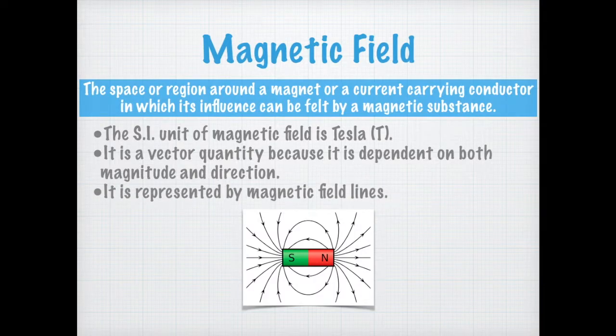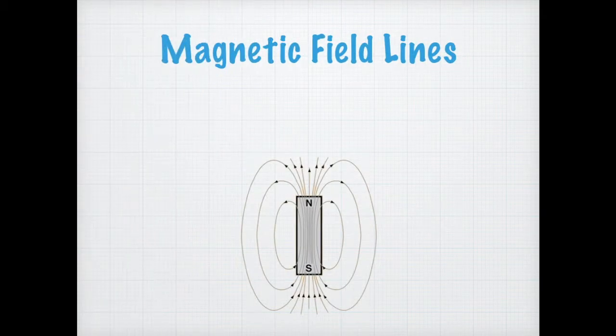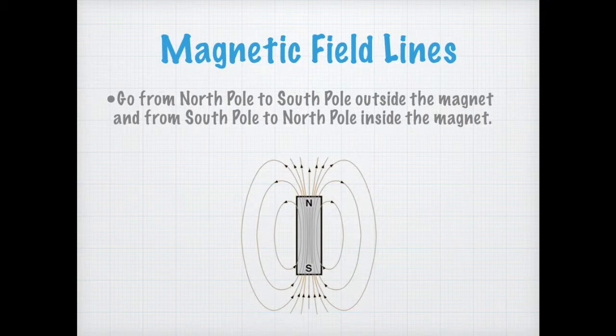Now let's move on to the next point, which is that it is represented by magnetic field lines. In the diagram below, you can see magnetic field lines clearly. The magnetic field lines are the lines around the magnet. Let's move on to what magnetic field lines are. As you can see in the diagram here, magnetic field lines go from North Pole to South Pole outside the magnet, and inside the magnet they go from South Pole to North Pole. Okay, they basically move in cycles around the magnet.